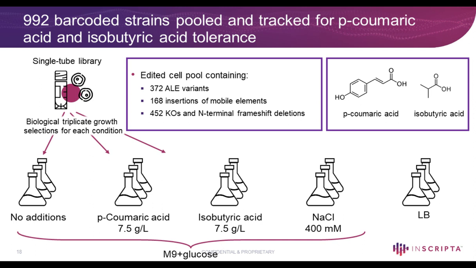Then, again using Marcus Ergaard and his lab's work, we use concentrations of p-coumaric acid and isobutyric acid of 7.5 grams per liter, which is enough to start to have a growth defect. We also inoculate from that same pool into the p-coumaric acid and isobutyric acid. Additionally, to test whether any of the growth we see is a salt effect, we also put it into NaCl, 400 millimolar, and we spike it into LB to see conditions where there's no restrictive growth like there would be under M9.